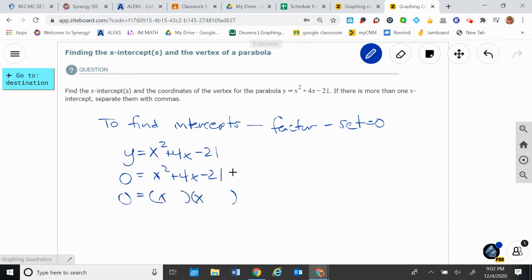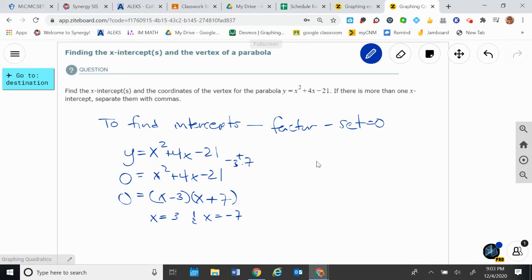x times x, 21. 3 times 7 will multiply to get 21. If I do a positive 7 and a negative 3, I'll get negative 21 when I multiply. So x is equal to 3 and x is equal to negative 7. Those are the intercepts. Okay. Does it want the y-intercept too? Find the x-intercepts and the coordinates of the vertex.